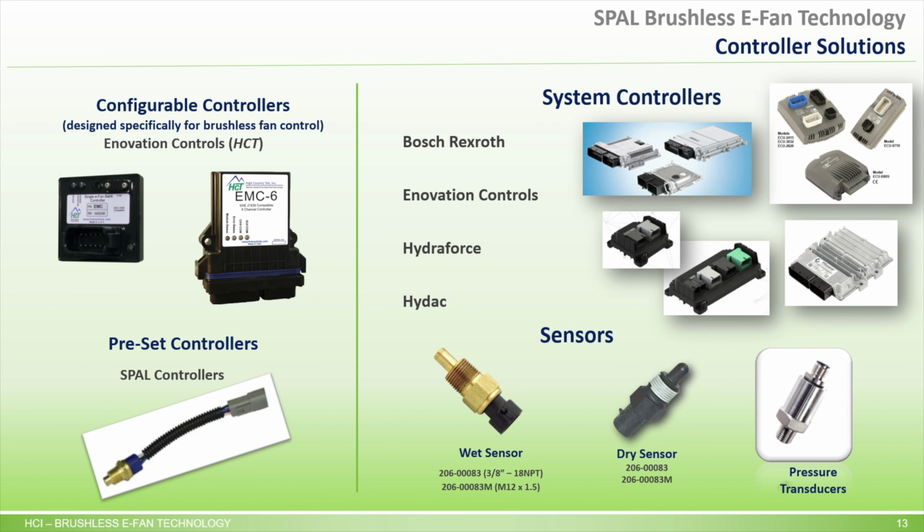There are several different ways to control these SPAL brushless fans. Over on the left, upper left, I show some configurable controllers by Innovation Controls. These are designed specifically to drive SPAL brushless fans, and they can tie into the CAN bus or any type of analog input or thermistor. The EMC controller is a single fan bank controller. It can control multiple fans too, but they all run at the same speed. The EMC6 controller can control up to 6 different banks of fans, running them at all different speeds. It also has an output that can be configured as a variable speed hydraulic fan drive.